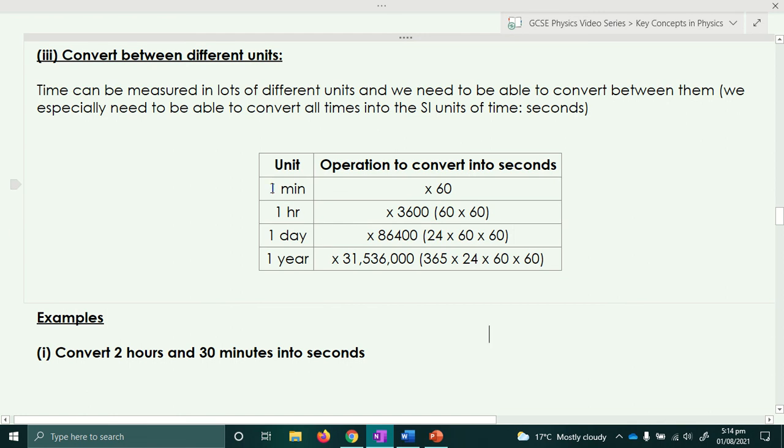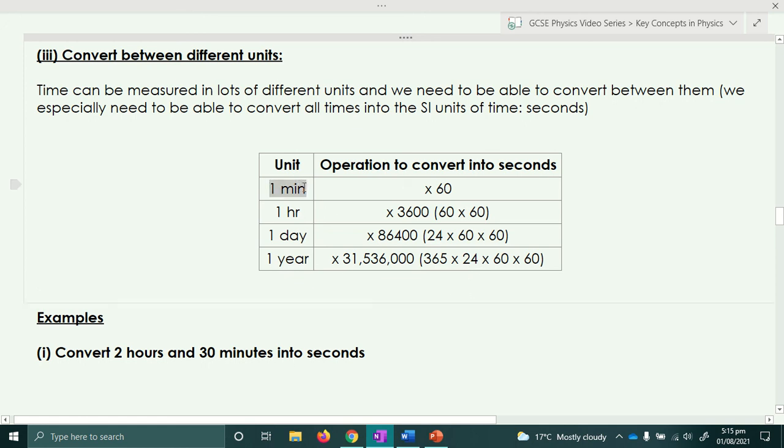So these are the things you have to know. So you have to know that 1 minute is 60 seconds and that 1 hour is 60 minutes. You need to know that 1 day is 24 hours, and you need to know that a year is 365 days approximately. That's not quite right, but it's about right. So those are the things you need to know, and then essentially we use those to convert into seconds.